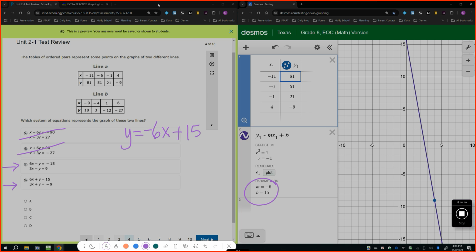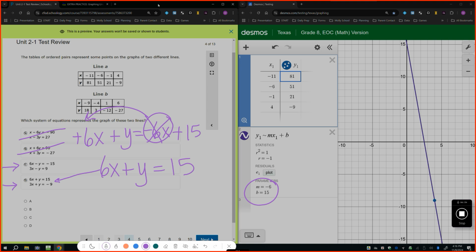Now, I also noticed that these have the x and y on the same side of the equal sign. So I need to get my x over to the other side. When I move something across the equal sign, it has to change signs. And then it's gone. So now I have 6x plus y equals 15, which is right there, answer choice D.